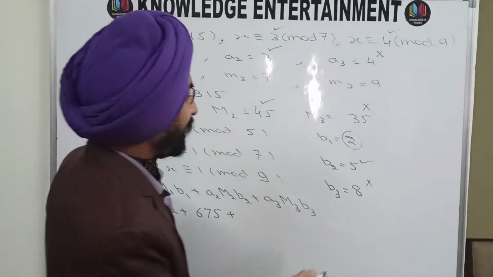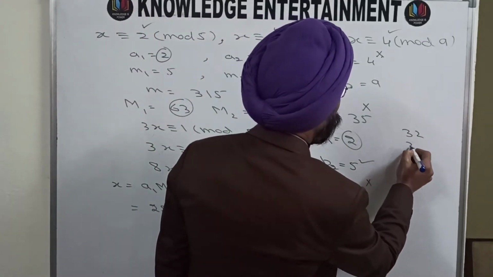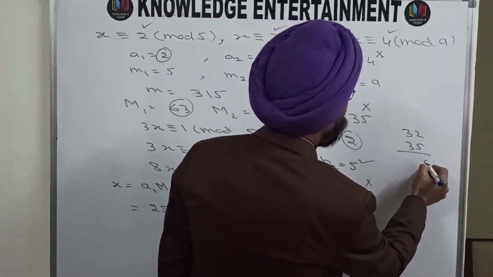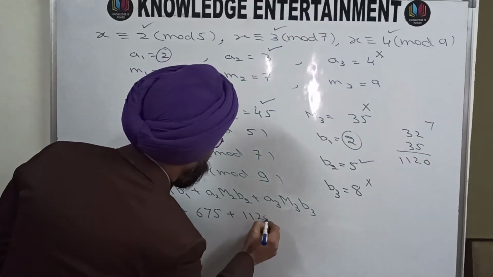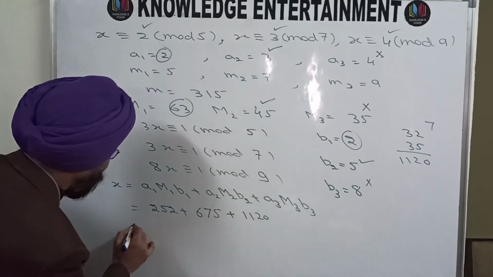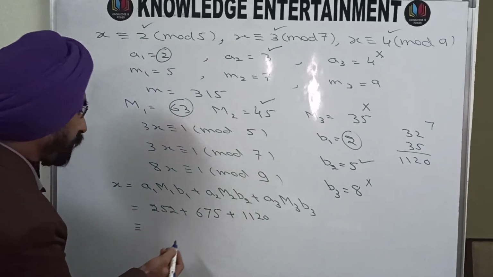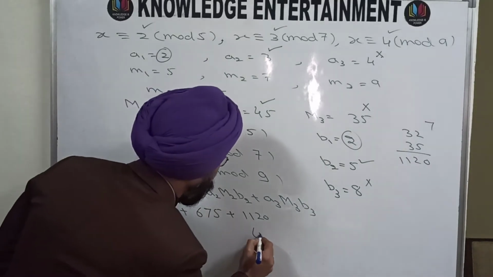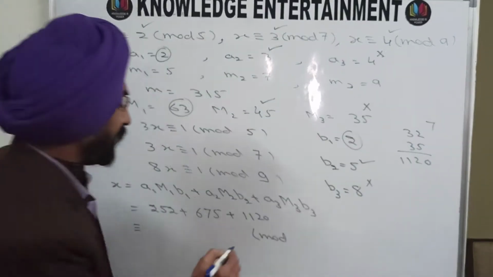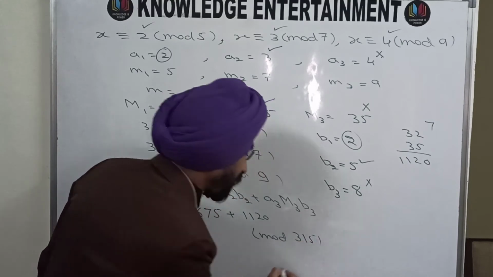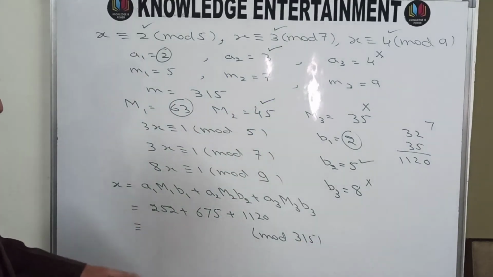So 4 into 8 is 32, and 32 into 35 is 1120. And it is congruent to the number itself, modulo M. M means the product of all these three, that is 315. And what is the sum? Let us check the sum.